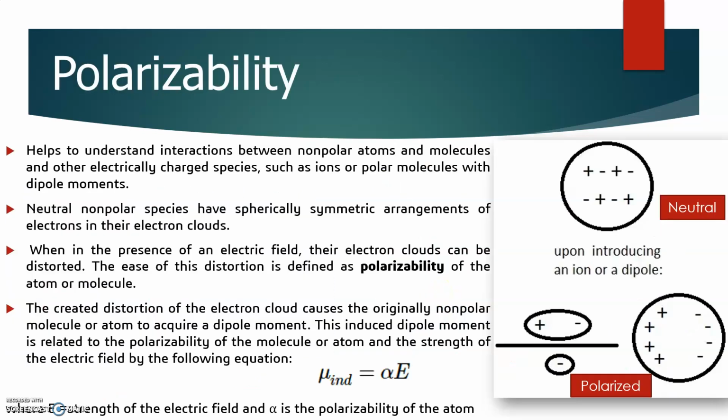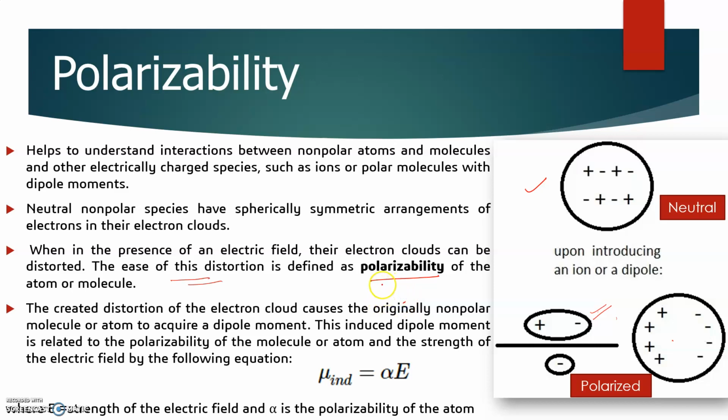Now let us try to understand what is polarizability. Suppose there is a neutral molecule as shown in this figure. When you introduce an ion or a dipole, that neutral molecule can be polarized, and this process is known as polarization. And what is polarizability then? When there is an electric field, the electron cloud can be distorted, as we can see here. Because of the presence of this ion or dipole having a specific electric field, the properly oriented positive and negative charges have been distorted and they have taken a particular direction. The ease of this distortion, how easily this distortion can be done, is known as the polarizability of that atom or molecule.